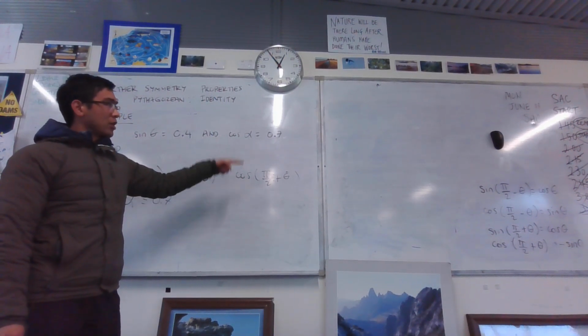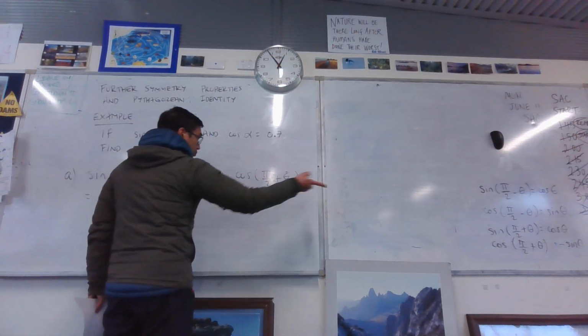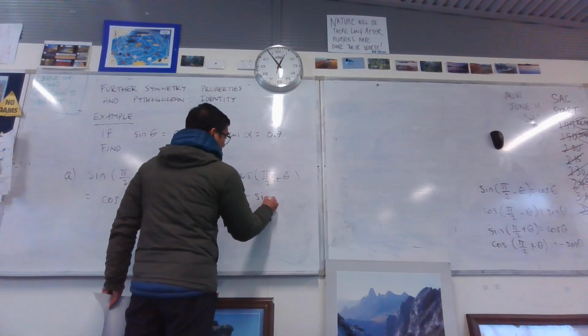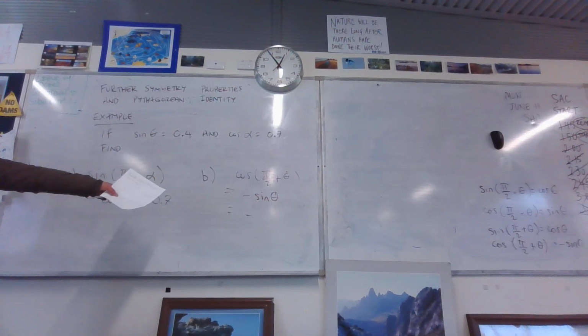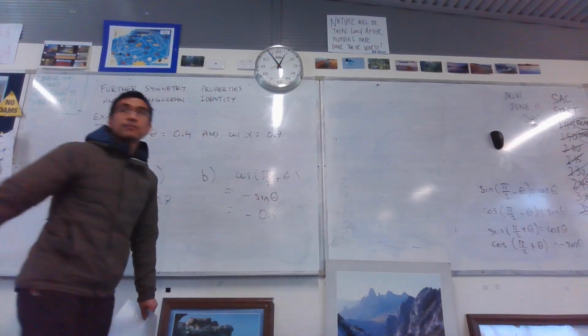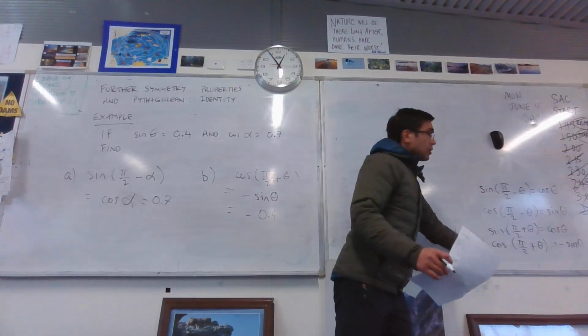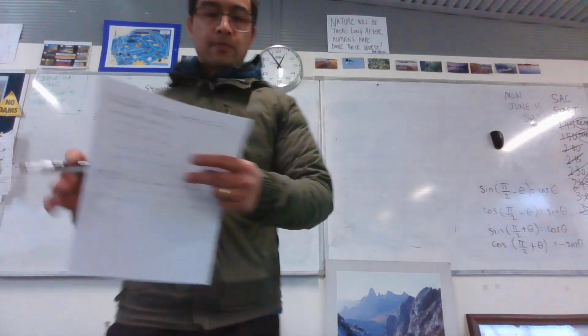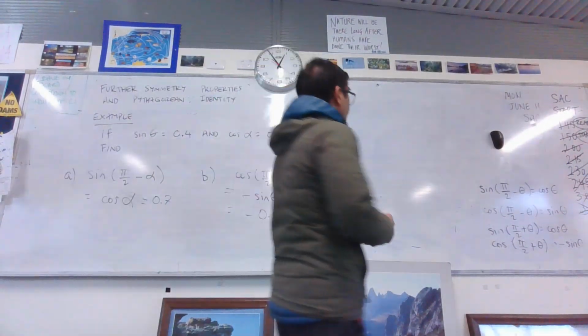Cosine of pi over 2 plus theta. 1, 2, 3, or 4? Where do you see it? 4. So we write its equivalent. Okay. Final answer, maybe 0.4. These look hard, but we got these done. Any questions? Let's do one more.